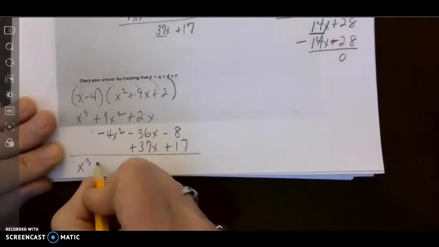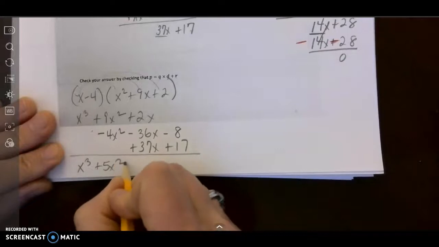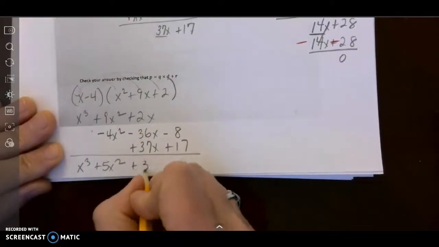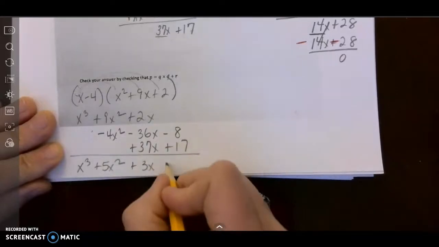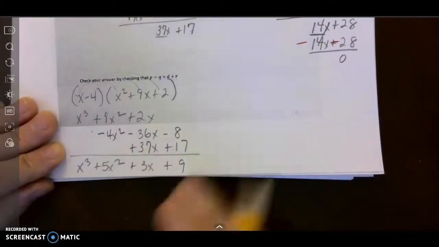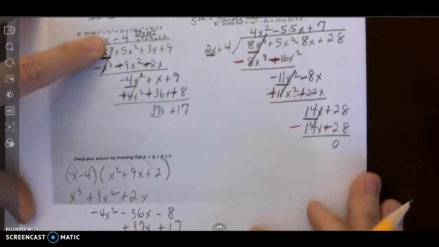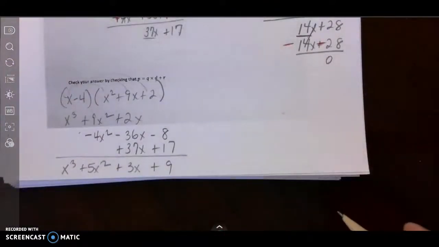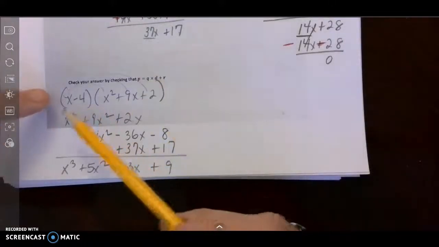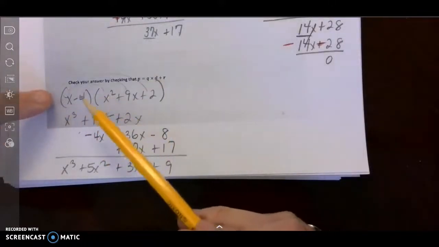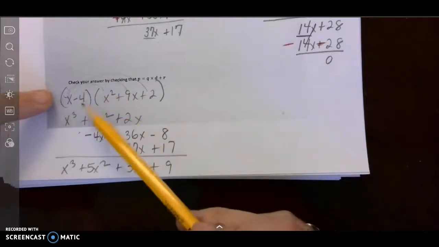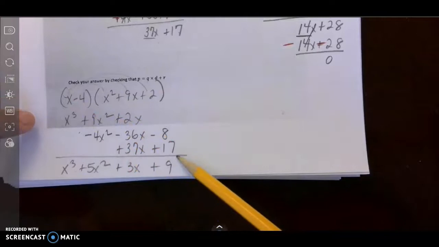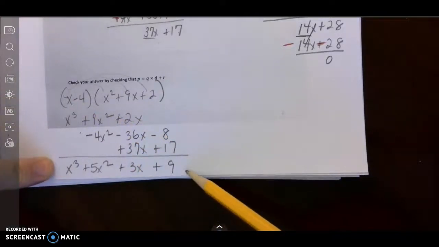X cubed plus 5x squared. So 1x, 2x, that would be 3x. And then plus 9. And look, that's what I started with. So I can have confidence that I got it right because I did the quotient times the divisor and added the remainder, and I got this as my final answer.